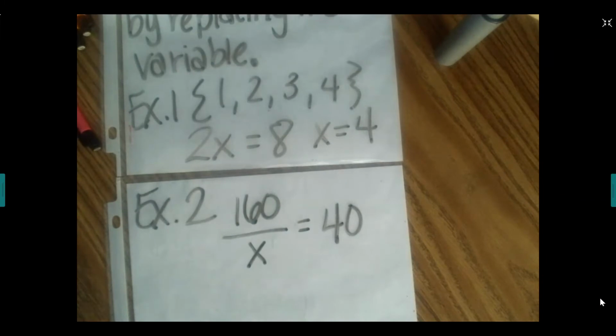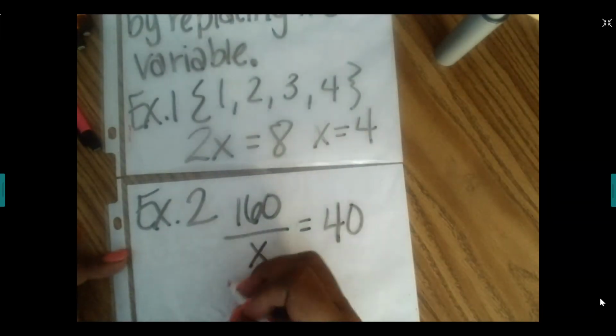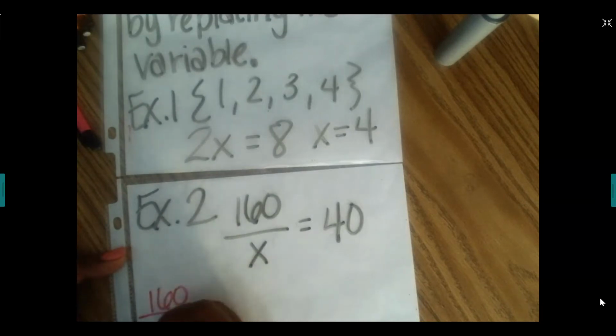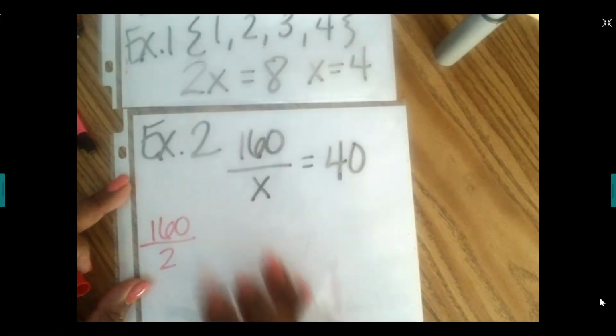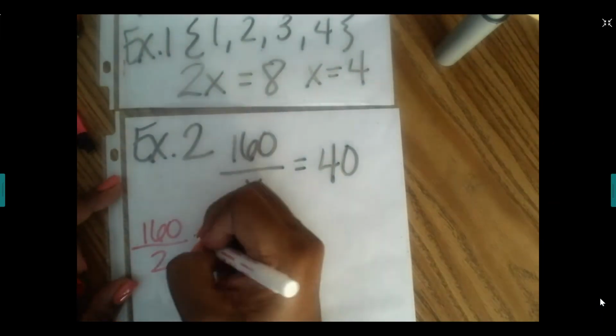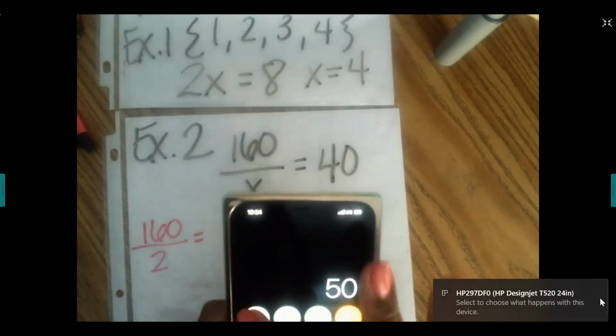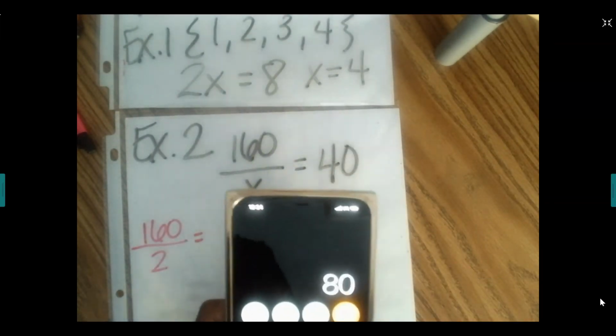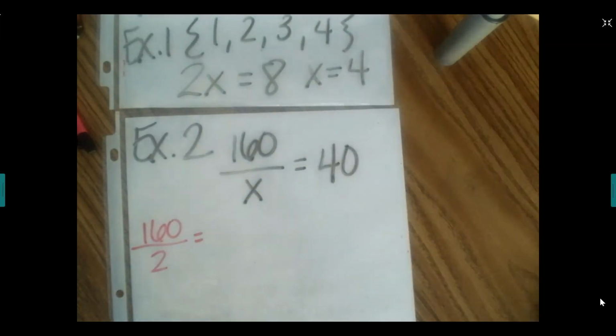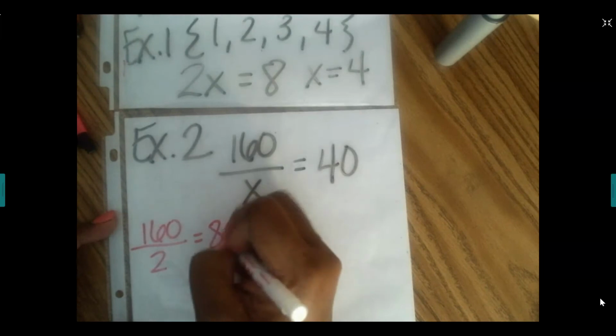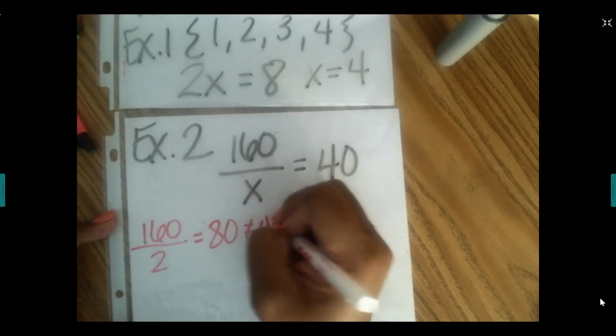What are you thinking, Hayden? What's the answer? So let's test it out. Hayden said, let's test 2 out. Now remember, we are blessed enough to be able to use our calculators with this unit. So with my calculator here, I'm going to put in 160 divided by 2. Does that equal 40? No. So it can't be 2.